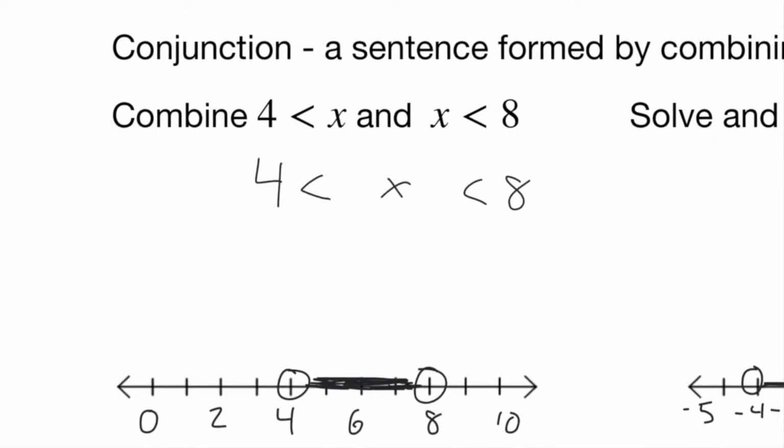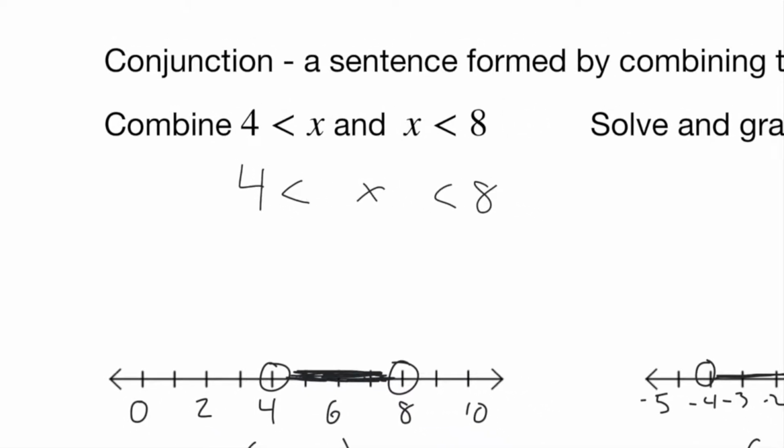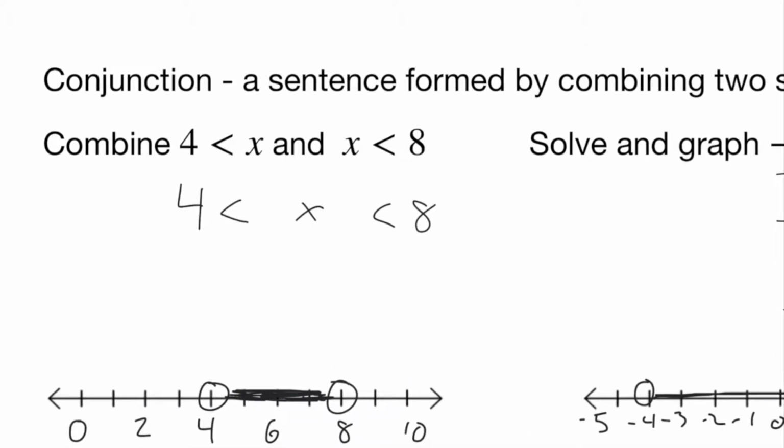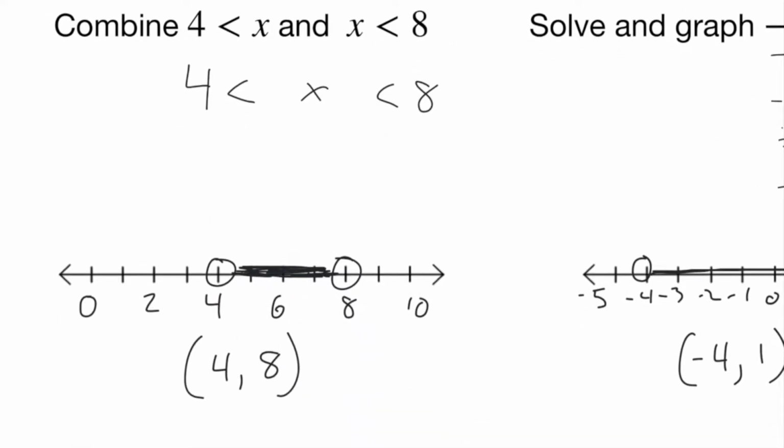Here is what we want to do next. Combine 4 is less than x and x is less than 8. If you combine those together, you can write them as one number sentence: 4 is less than x is less than 8. And you can graph all of those points that are in between 4 and 8 right here. Notice that 4 and 8 are not included. That's why we use parentheses in this interval notation. This is all the numbers between 4 and 8.